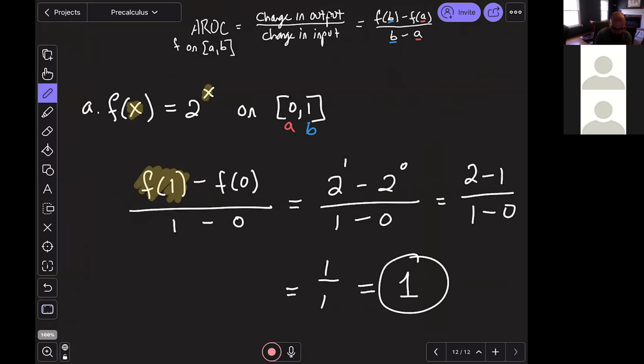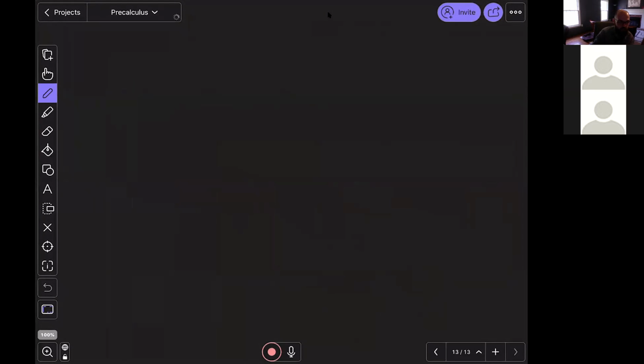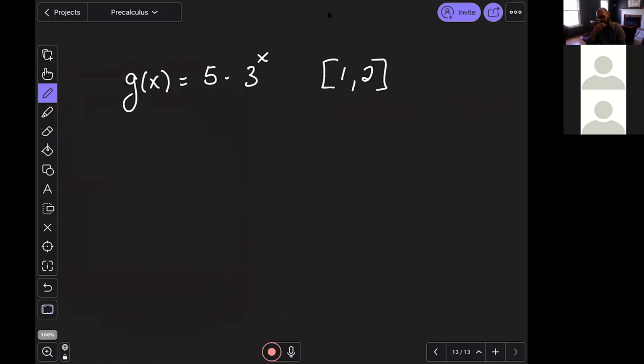Okay, so on the next page, I'm going to give you both a minute to think about this. Here's our function: G of x is 5 times 3 to the x, and the interval is 1, 2. Take a minute and think about this function. What's the average rate of change of 5 times 3 to the x over the interval 1, 2?